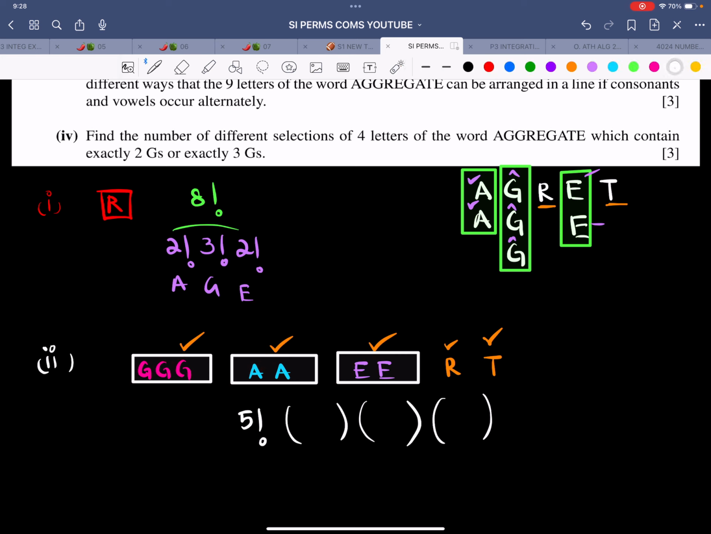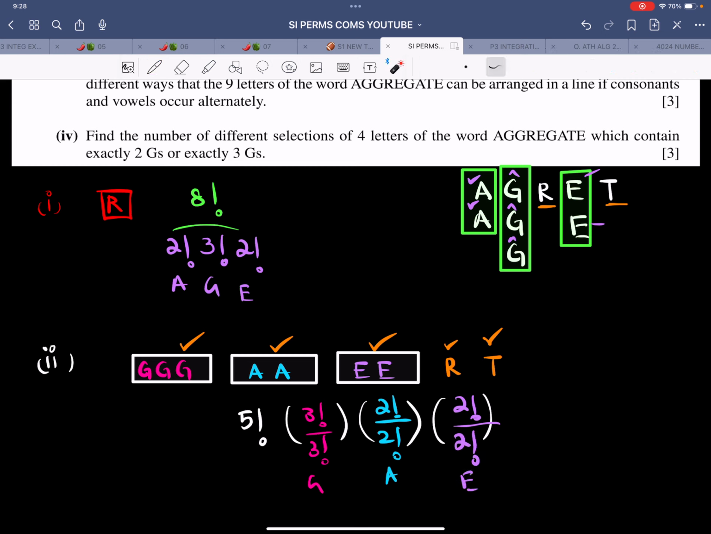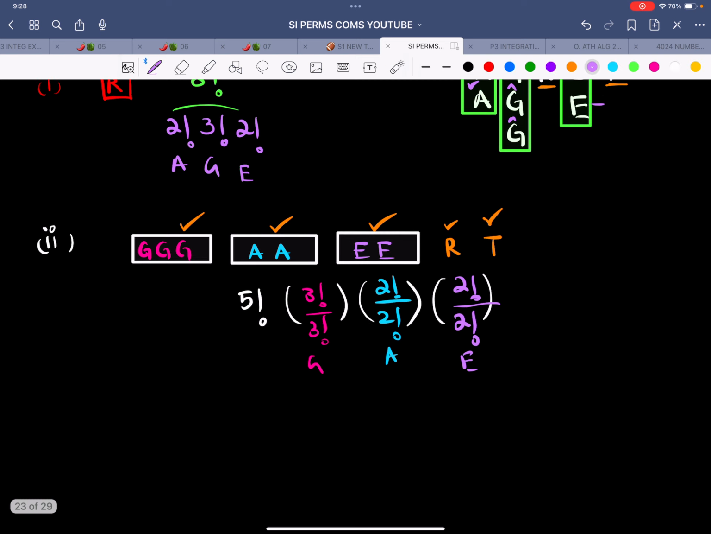But if you persist on writing it, let me write 3 factorial divided by 3 factorial for the G's. Let me write 2 factorial divided by 2 factorial for the A's. Let me write 2 factorial divided by 2 factorial for the E's. Why? Because they are identical. If they are identical, they can be arranged in 3 factorial ways, but since they are identical, divide by 3 factorial. So there is one possibility on the inside, and with 5 factorial I can get the answer. So this answer comes out to be 120. That is the answer for this particular part.